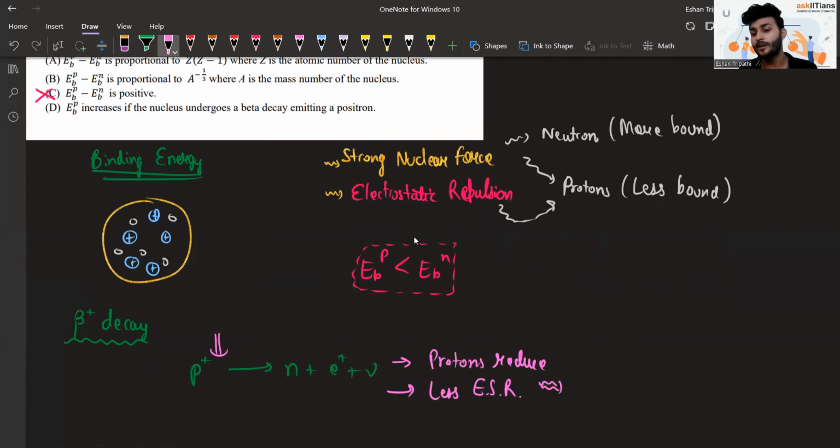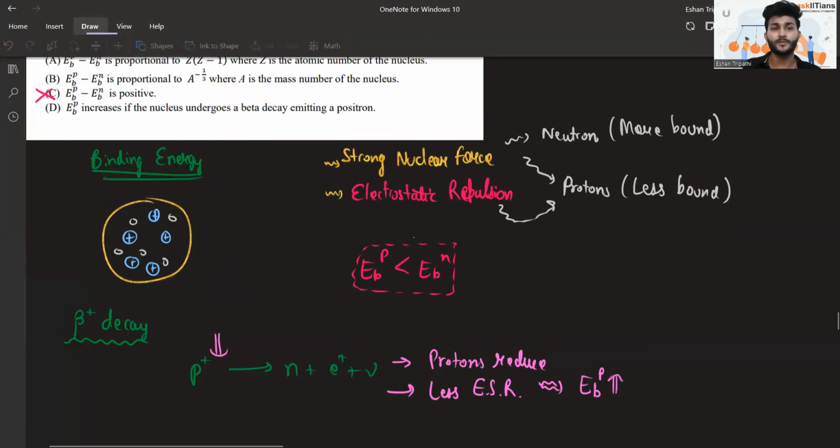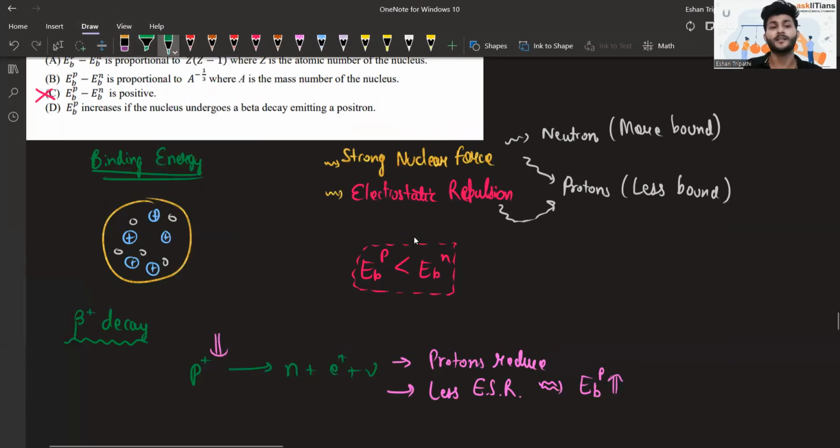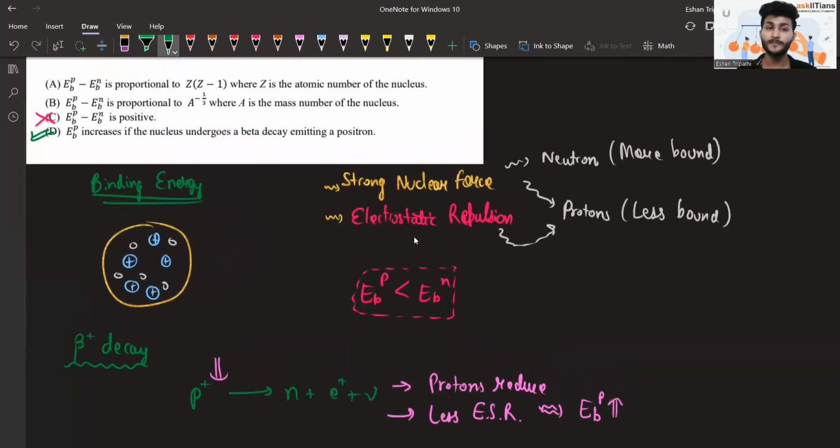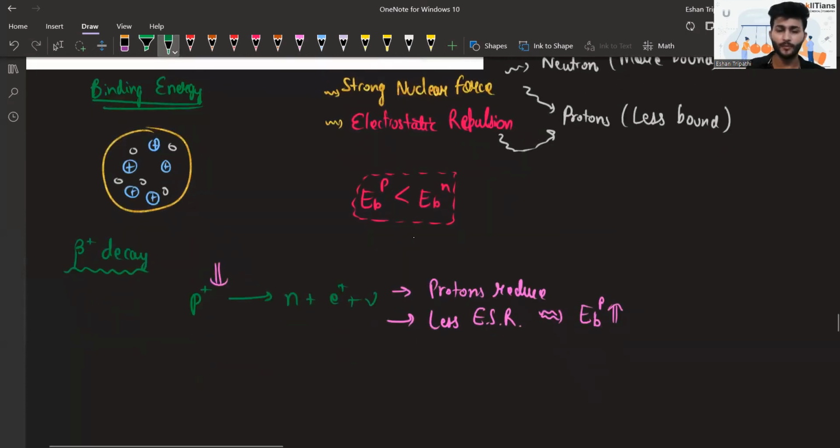So can we say that because of it, the binding energy of protons would actually increase? Because instability is less. It was reducing earlier because of repulsion. Now that repulsion is less, on average, for every proton, it increases. So this D is the correct answer. Now let's move to the A and B parts. First of all, there are two ways through which we can think about this. One of them will give us the A option, the other is going to give us the B option.